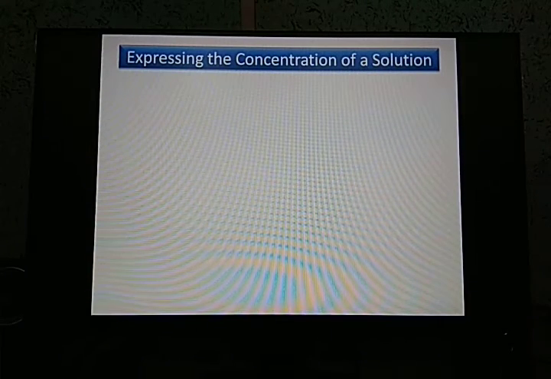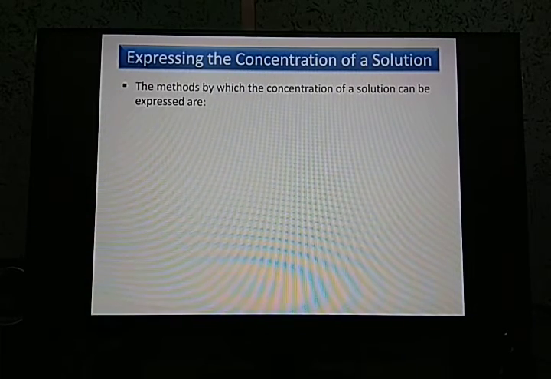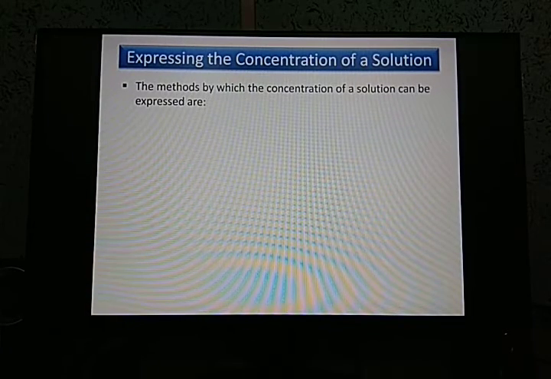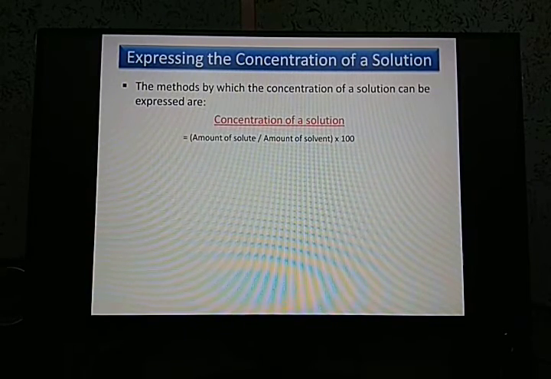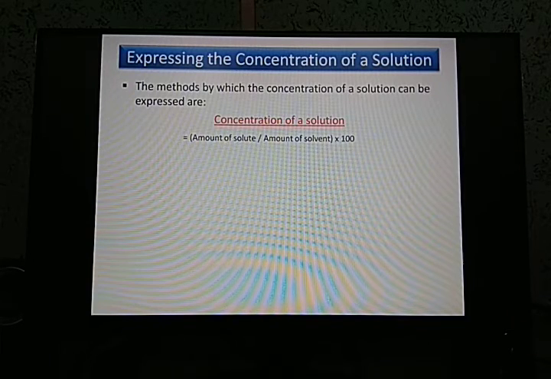Now moving on to the next topic, that is expressing the concentration of a solution. Now we have got a formula for solubility of the solution. Next, how to find out the concentration of a solution. To find out the concentration of a solution, there are different methods. So let us see the general formula for concentration of a solution. Concentration of a solution can be found out by knowing the amount of the solute divided by the amount of the solvent into 100. Whenever we find out concentration, we find it in terms of percentage. So that's why we multiply with 100. Clear?